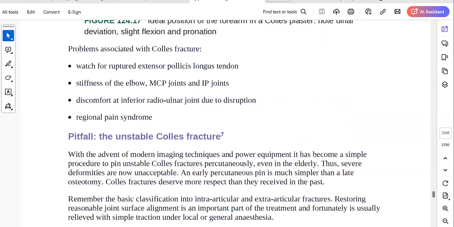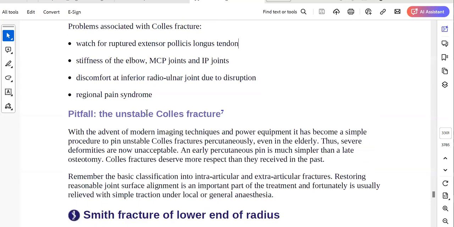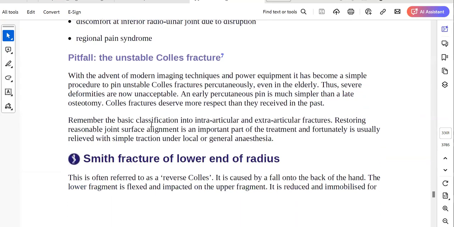So what are the complications that can happen with Colles fracture? Because it's around the wrist, sometimes it can rupture the extensor pollicis longus tendon. That's the tendon which helps to extend the thumb. So if a patient who has got a Colles fracture suddenly can't extend the thumb, you would look for this tendon injury. They can have stiffness of the joint, especially the wrist joint, and they can also have ongoing pain over there.